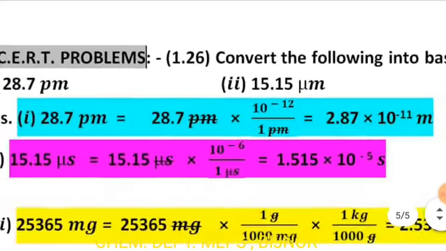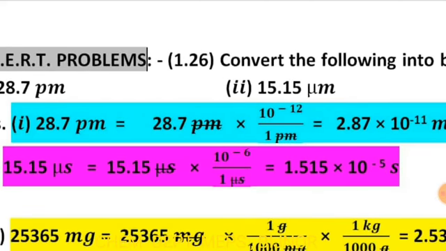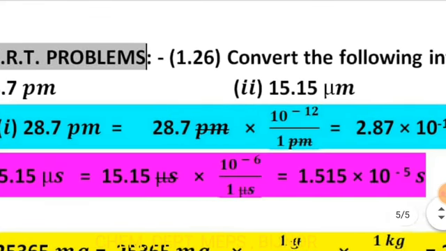Second case, 15.15 microsecond. Microsecond is not a basic unit. Second is the basic unit. And in 1 microsecond, there is 10 to the power minus 6 second. So second is the desired value, you put it on the upper side. 15.15 microsecond multiplied by 10 to the power minus 6 and divided by 1 microsecond. So the answer is 1.515 into 10 to the power minus 5 second.